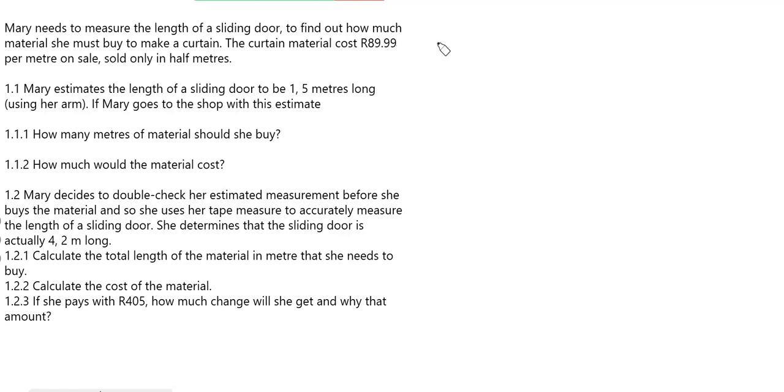Mary needs to measure the length of a sliding door to find out how much material she must buy to make a curtain. The curtain material costs 89 Rand 99 per meter on sale and is sold only in half meters.